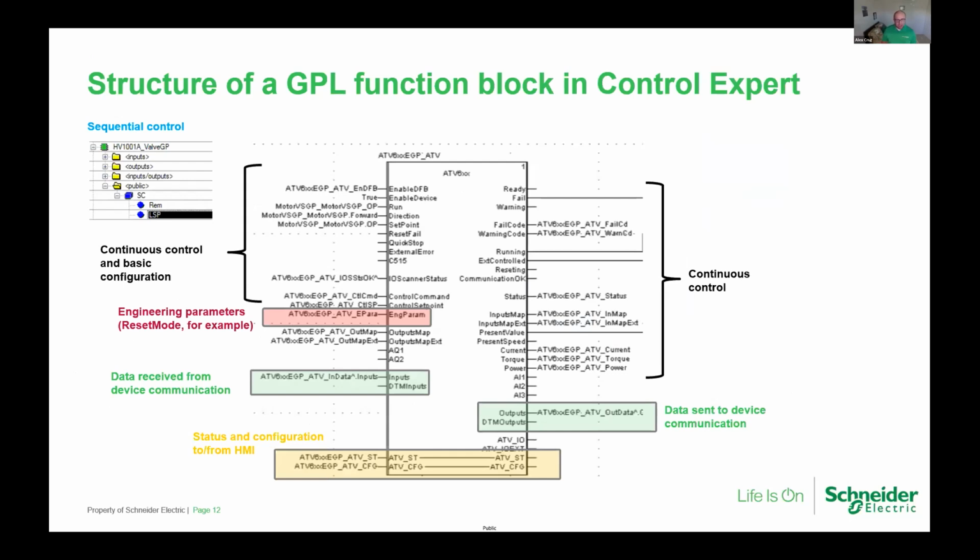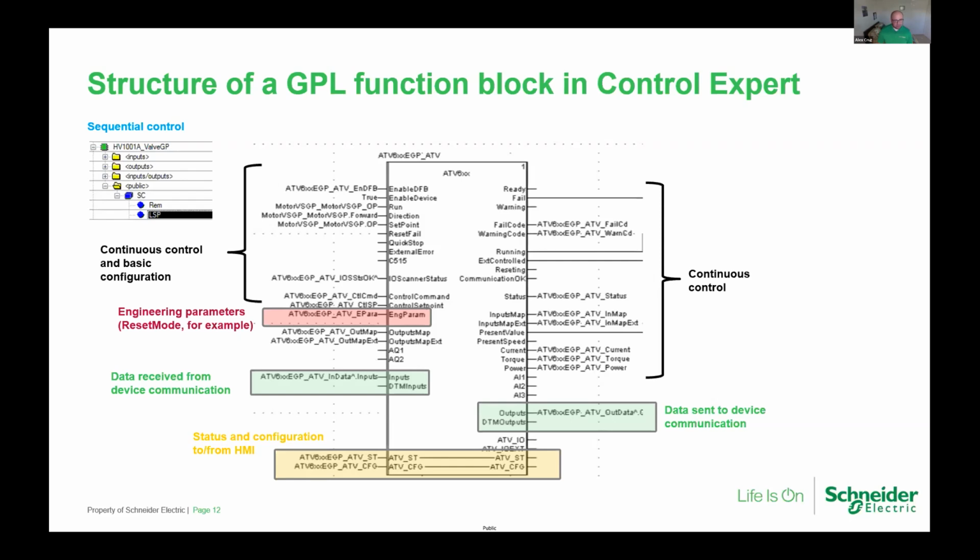So when it comes to the structure of these libraries in Control Expert, on the top half of the input side, you have your continuous control and basic configuration, right? So these are things that are internal to the PLC. If you want to enable the block, if you want to have the drive running, these are things that are internal. Then we can see here in the red, you have your engineering parameters. And then in the green boxes is the data that is being sent and received from the device.